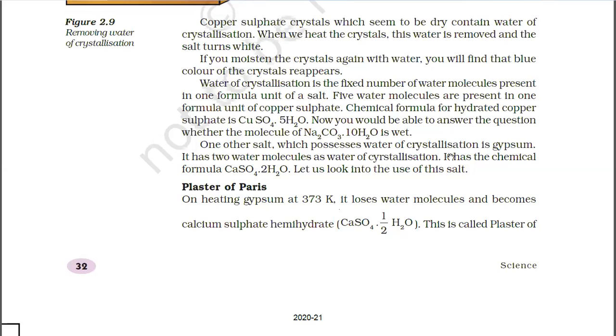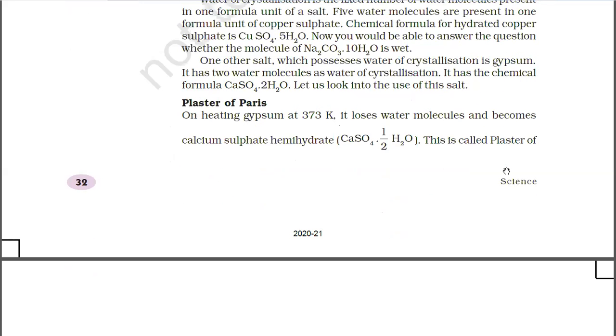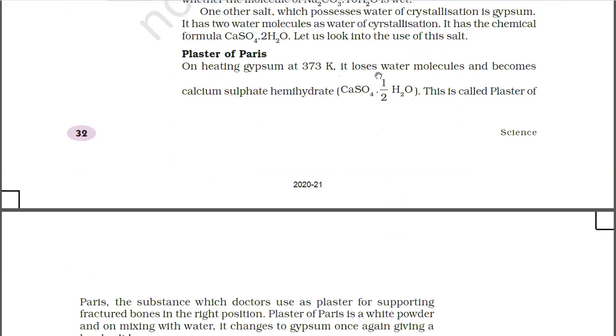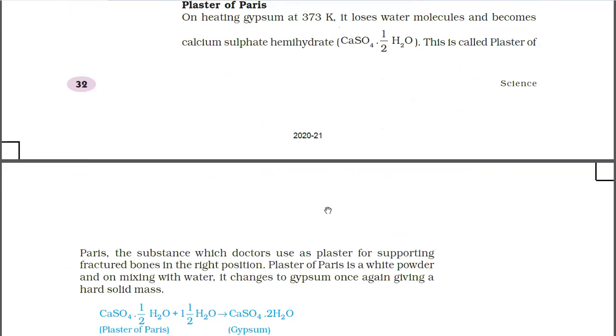One other salt which possesses water of crystallization is gypsum. It has 2 water molecules as water of crystallization. It has the chemical formula CaSO4.2H2O. Let us look into the use of this salt. Plaster of Paris. On heating gypsum at 373 Kelvin, it loses water molecules and becomes calcium sulfate hemihydrate, CaSO4.½H2O. This is called plaster of Paris.